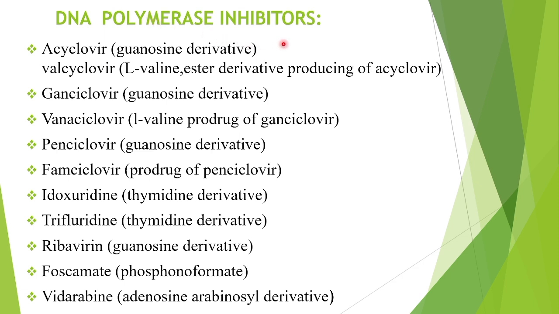Okay, next, this is about the different types of DNA polymerase inhibitor drugs. They are ganciclovir, vanciclovir, penciclovir, famciclovir, edoxyridine, trifluridine, ribavirin, foscarnet and vidarabine. These are the different types of DNA polymerase inhibitors.